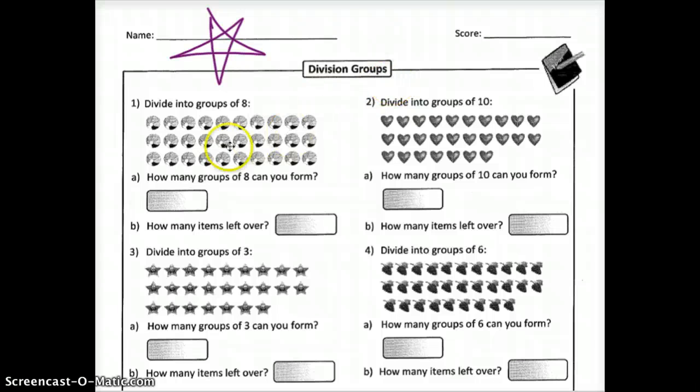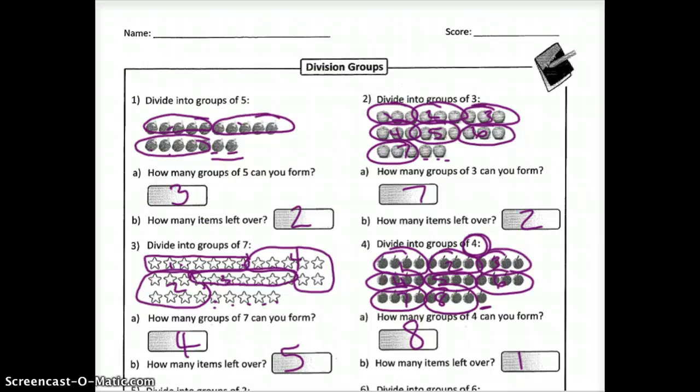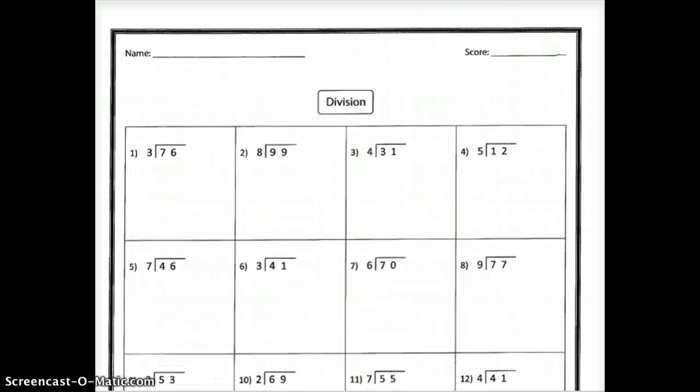Okay, so when you saw on this page, you have the number of groups. This is going to be the division problem. This number is going to be what we call your remainder. We've worked with a little bit of remainders before, and today we're going to have all problems with the remainders. So your next page, your steps are still going to be the same. So you're still going to divide, multiply, subtract, bring down.